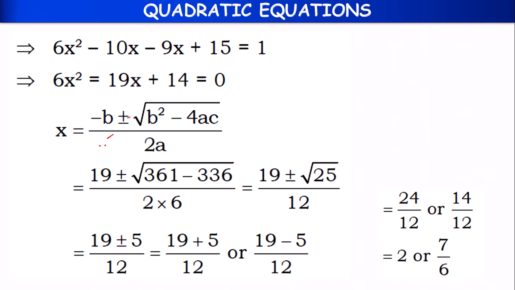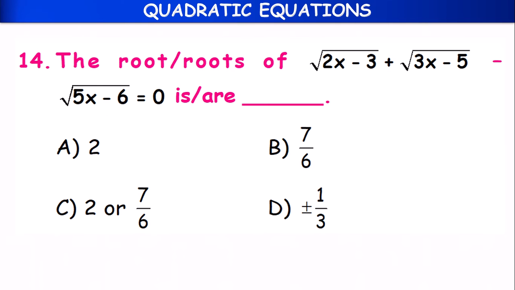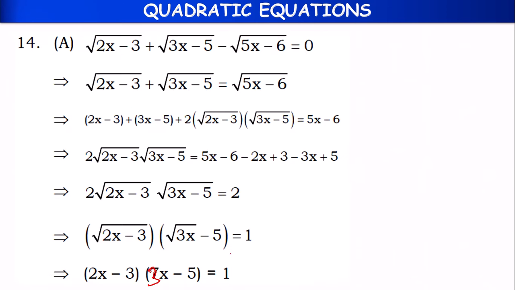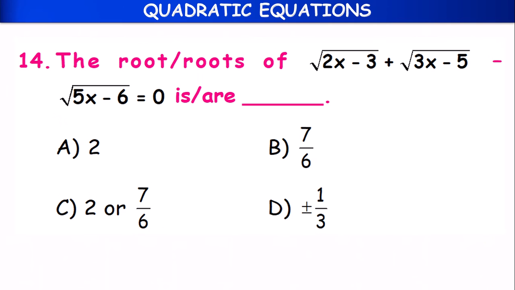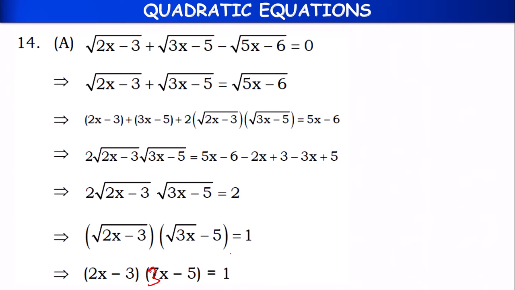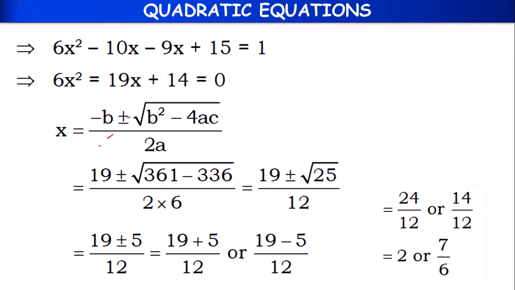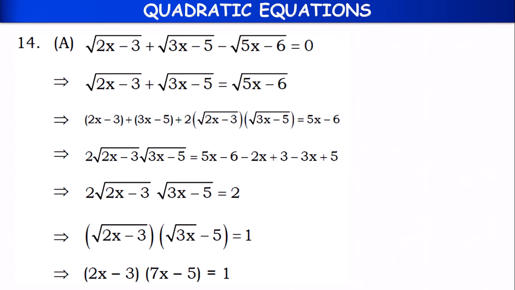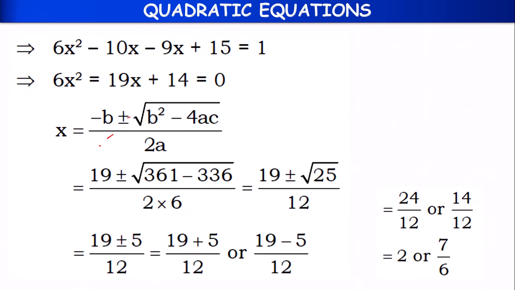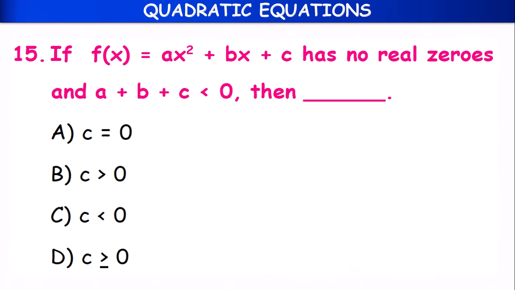So answer, children, 2 or 7 by 6. Here we are having 2 roots. So option C is the correct answer. Not A, children. Here C is the correct option. One minute, children. Next question.